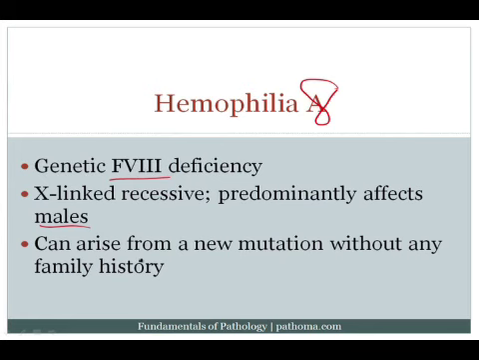So it's not uncommon in this disorder to get de novo mutations, where you don't have a family history, but the disorder arises all of a sudden de novo in one of the offspring. So that's important to note. You don't need to always have a family history. That's what I'm trying to highlight here.